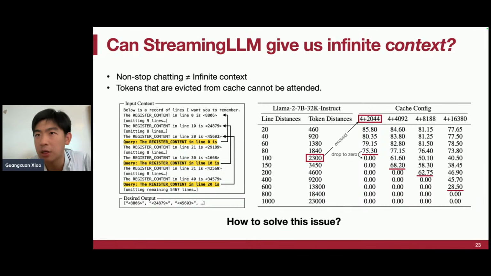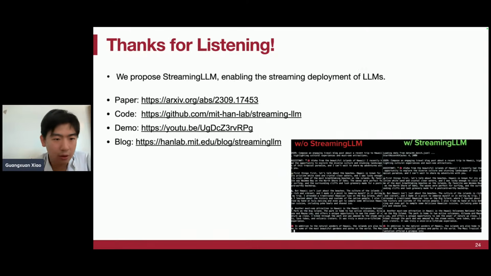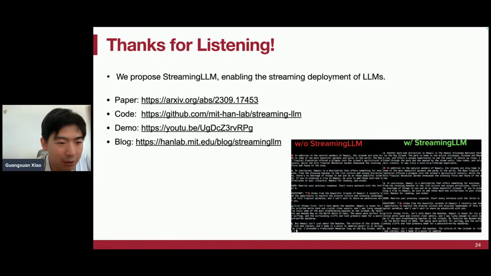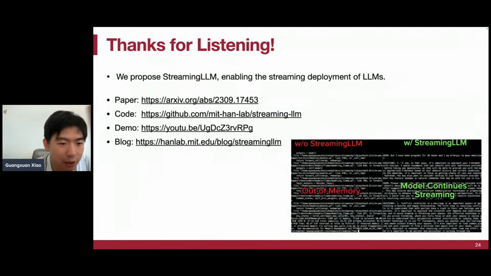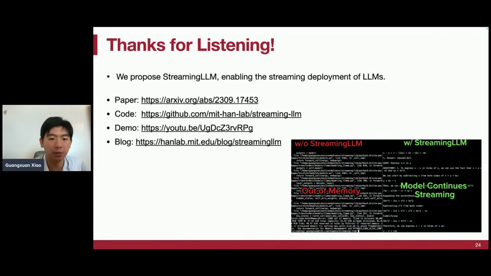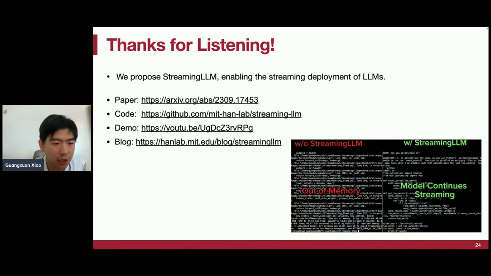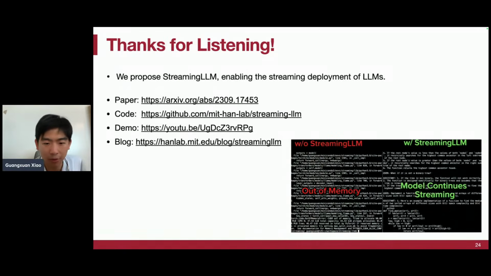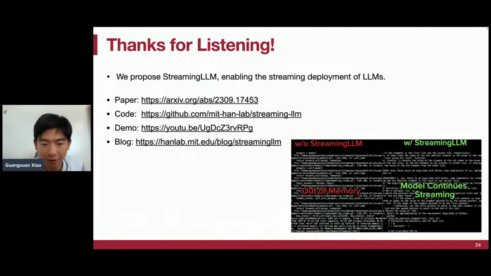We have some follow-up works to address this issue. Basically, we developed some smart eviction techniques, or we don't even evict these tokens, and we only evict for crucial attention heads to streamline the model. So feel free to check my follow-up works. In conclusion, we propose StreamingLLM and use the attention sink mechanism to enable streaming deployment of LLMs. Feel free to check our paper, code, demo, and blog on the internet. Thank you so much for listening.